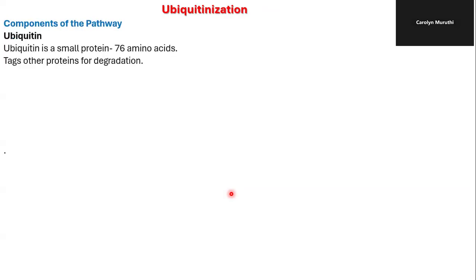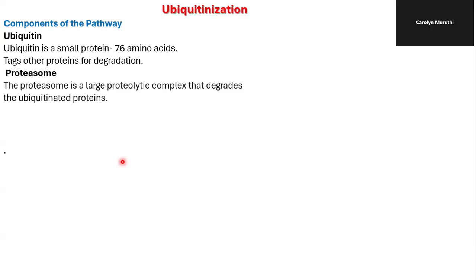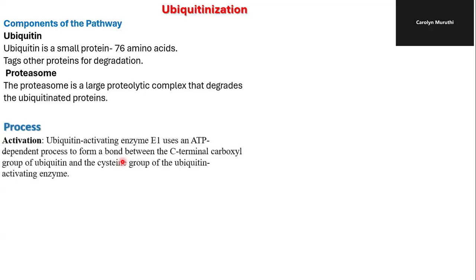We start with ubiquitination. Components of this pathway include ubiquitin, which is a small protein consisting of about 76 amino acids, and it tags other proteins for degradation. You also have the proteasome, which is a large proteolytic complex that degrades the ubiquitinated proteins. That means it has enzymes that are involved in degrading the ubiquitinated proteins. Now let's look at the process of how ubiquitination takes place.